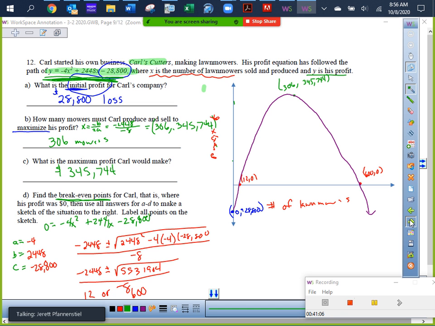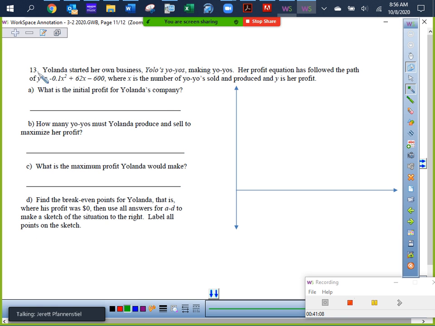One more, man. Should be a little faster. This is Yolanda. What's she selling? Yo-yos. Do you guys even know what a yo-yo is, just out of curiosity? Thing on the string, you know? Not much of a demand for those things, right? So Yolanda's making yo-yos, though. It's called Yolo's Yo-Yos. Profit. What do you think? $600 loss. That's the y-intercept.